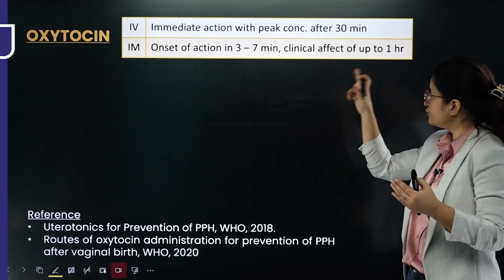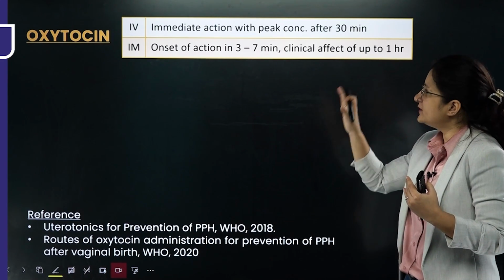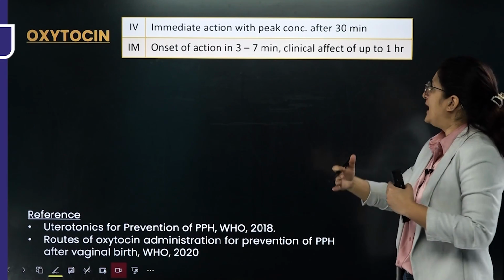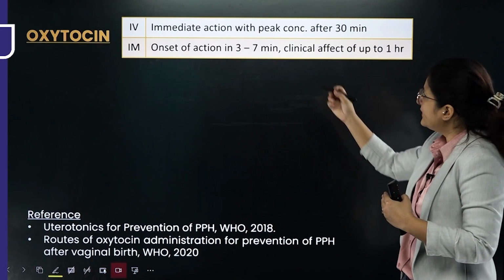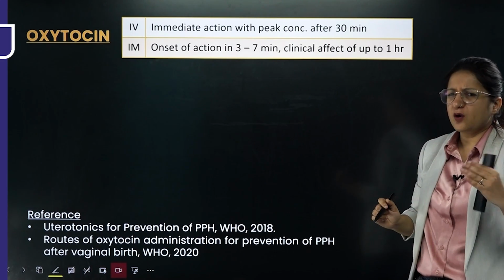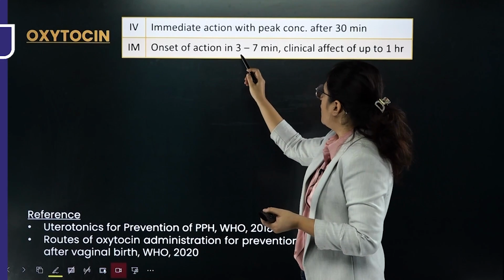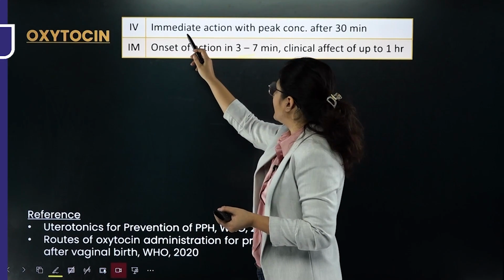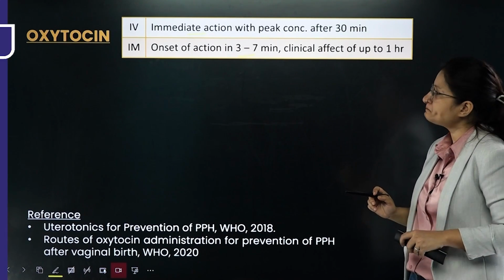circulation of oxytocin is reached after about 30 minutes. With IM oxytocin, the onset of action is in about 3 to 7 minutes, and the clinical effect lasts up to 1 hour as well. With IV also, the clinical effect lasts for approximately 1 hour. So with IM, the onset is delayed slightly, and with IV, the onset of action is almost immediate. That's a significant difference. Okay.